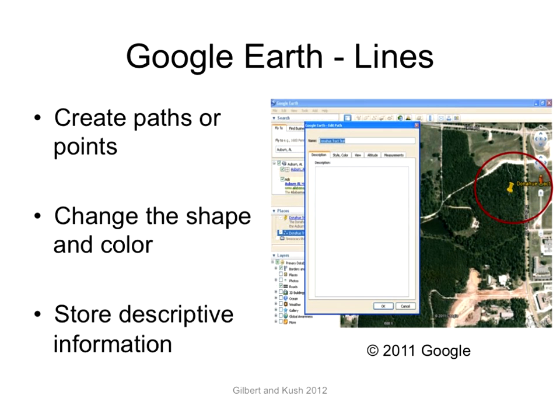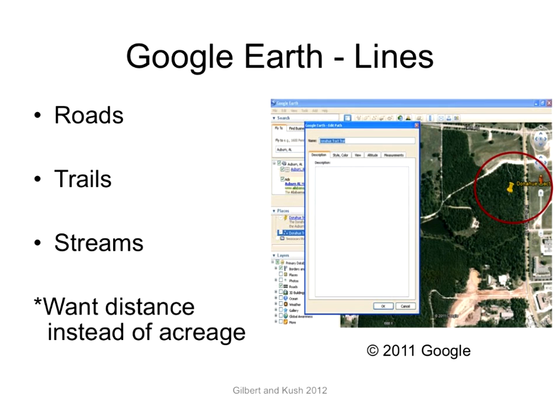Lines can be done the same way. You click along and trace something. If you look over here on the slide, we put in a trail that runs right down from the north portion of the tract. Again, you've got the same options you have with points. You can change the shape of the line, the color, and store that descriptive information. Lines could be anything from roads to streams, and the way I tell people to differentiate between a line or an area is, if you want distance instead of acreage, you want to use a line.